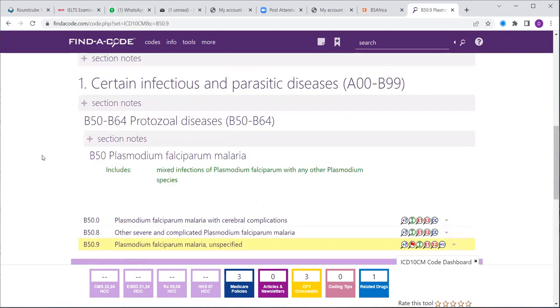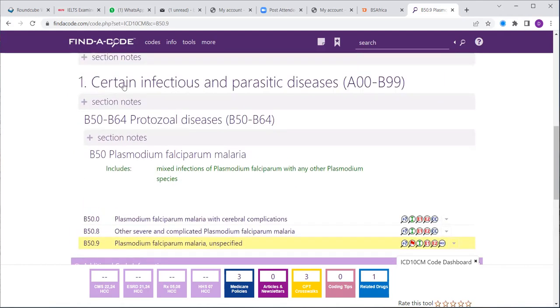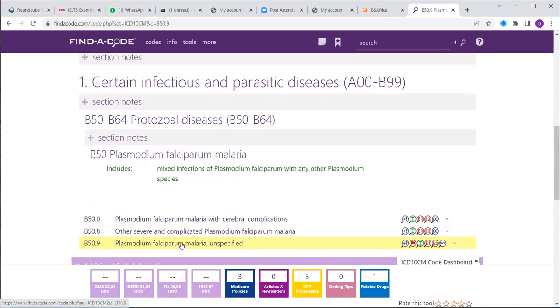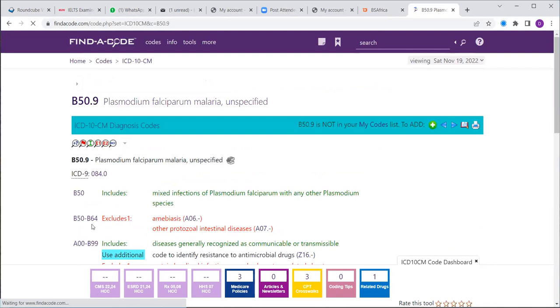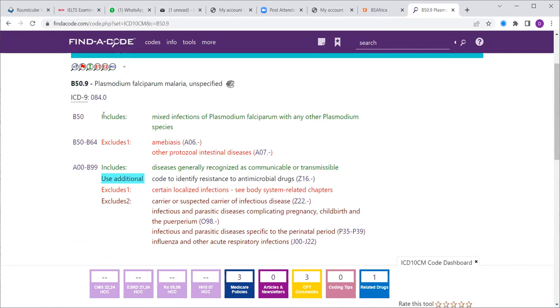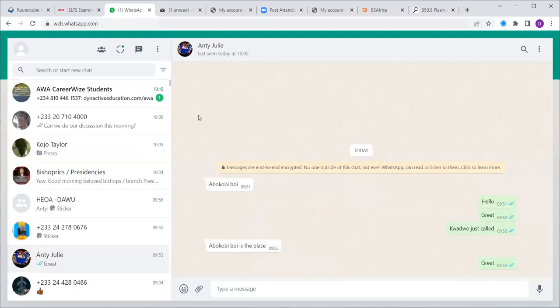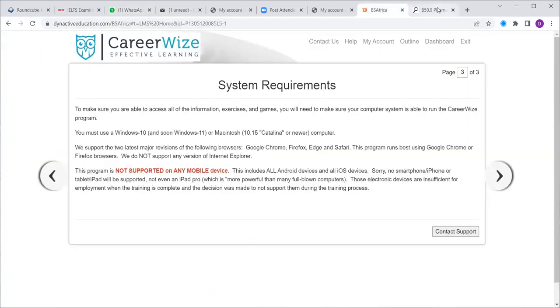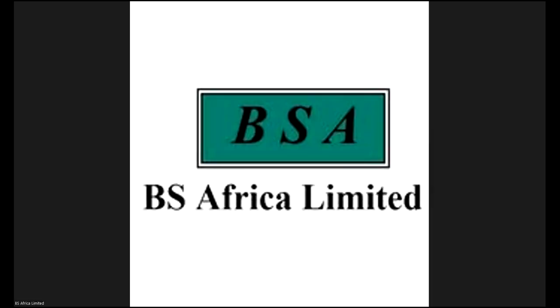So when I come to the coding guideline, you see, it tells me some critical information I need to take into consideration when I'm coding for malaria, Plasmodium falciparum. So you learn what all these terms mean: includes, excludes, use additional code, Excludes1, Excludes2. They all have their meanings. Okay. So you don't need to memorize a single code. You have a coding software to guide you for that purpose. Okay.